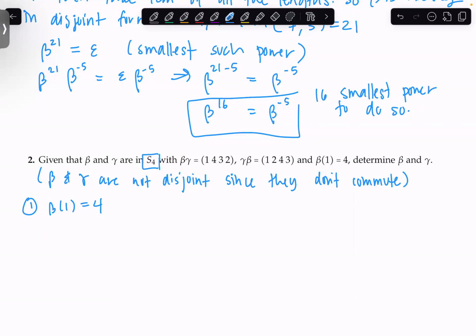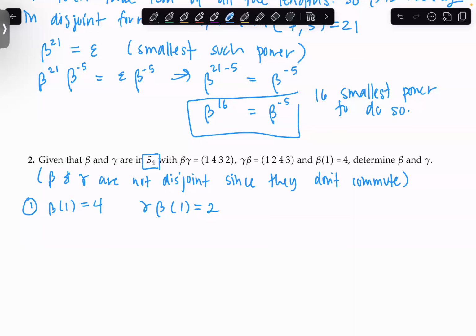Okay, so let's look. Gamma of beta of 1 should do what? Goes to 2. Right? This whole thing sends 1 to 2. I can just use that cycle notation to tell me what's the input, and whatever's next to it is going to be my output. So I know that's going to be my result.